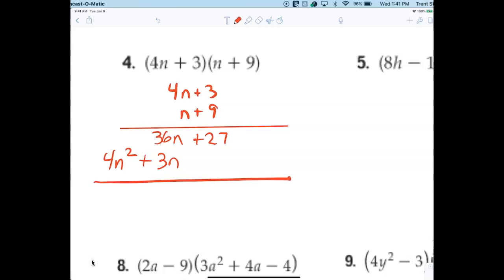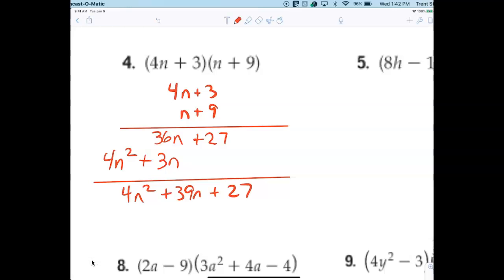Again, you're supposed to make all the little mistakes. That's what you're doing right now. Making the little mistakes, then correcting yourself. Tell me, n times 4n. You see it now or not? Now just adding straight down. So what do we got? 4n squared plus 39n plus 27. Everybody okay with that? Everybody good?